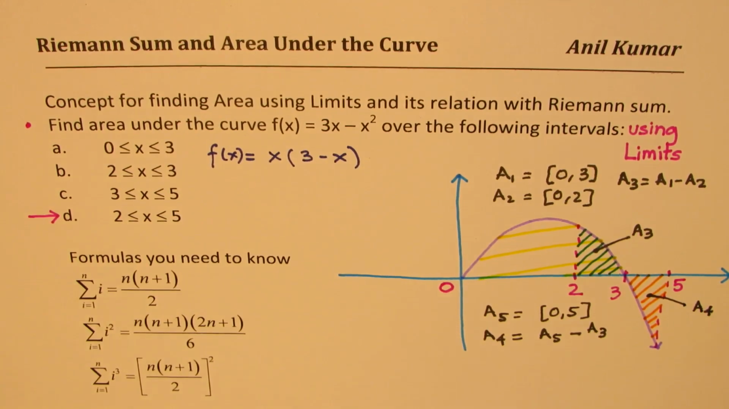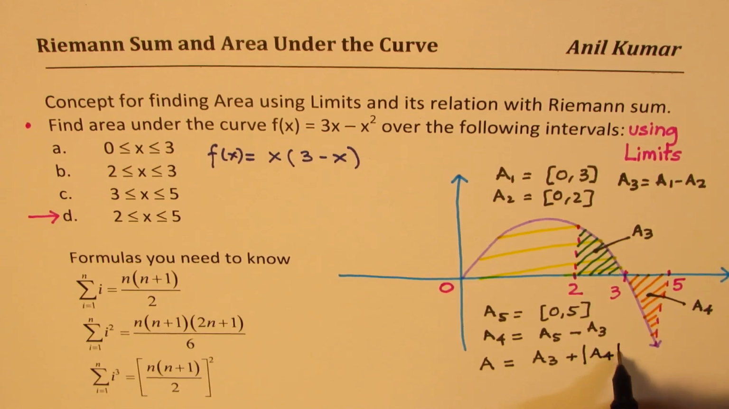And this area will be negative, right? This area will be negative as shown here. Then finally, we'll get our answer, area equals to what? We'll add the area A3 with the absolute value of A4.